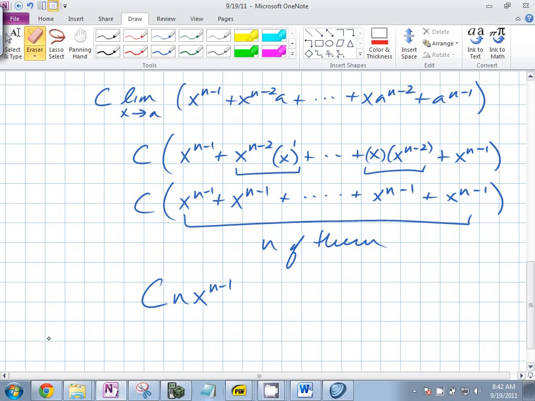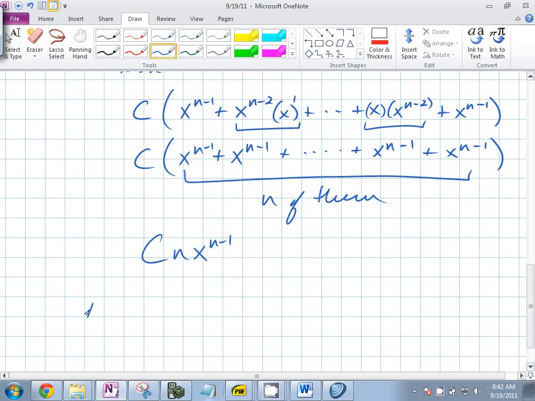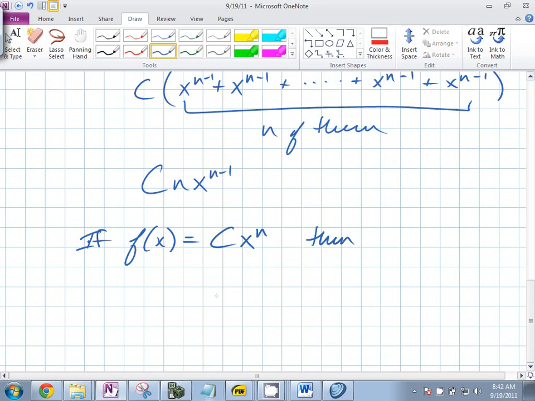We've proven that if f of x is equal to c x to the n, then f prime of x is equal to cn x to the n minus 1. This proof right here only works for rational numbers. You have to do some more magic if you're talking about irrational numbers. You can extend this proof.